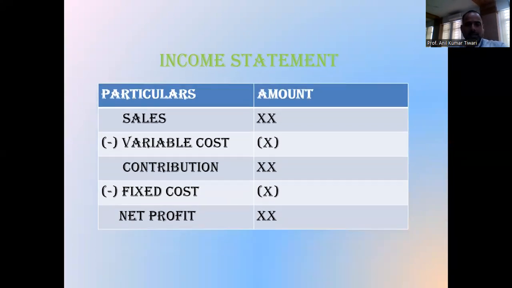Similarly, you can see how we can calculate it. Just see the variable cost. The sales is the amount you are going to sell, or we can say the revenue that will be generated. It is known as the sale. Here you minus the variable cost and you get the contribution, and then you minus the fixed cost and you get the net profit. So this is the income statement.